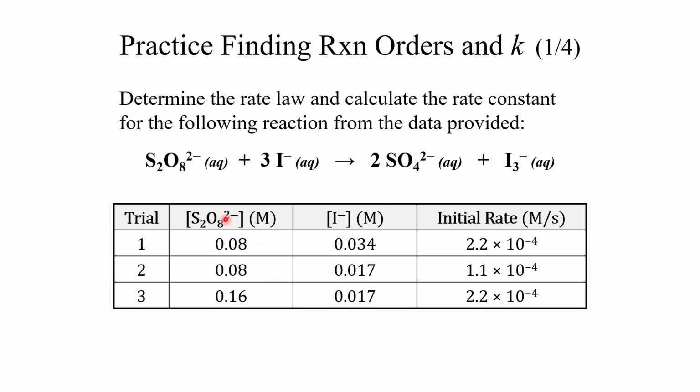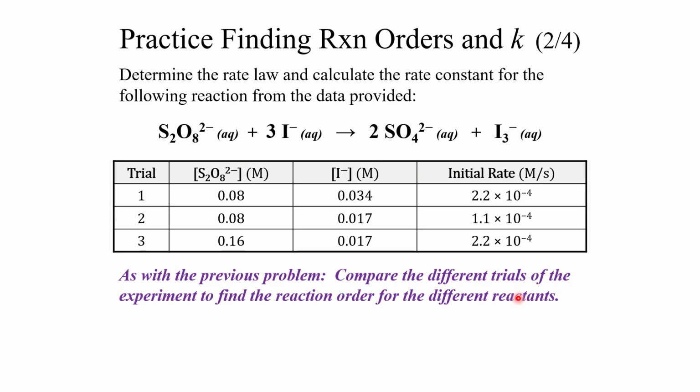So trials 1 and 2, the first reactant stays the same. Trials 2 and 3, the second reactant stays the same, and we can see the initial rates given here. Now, as with the previous problem, you're going to want to compare the different trials of the experiment to find the reaction order for the different reactants.